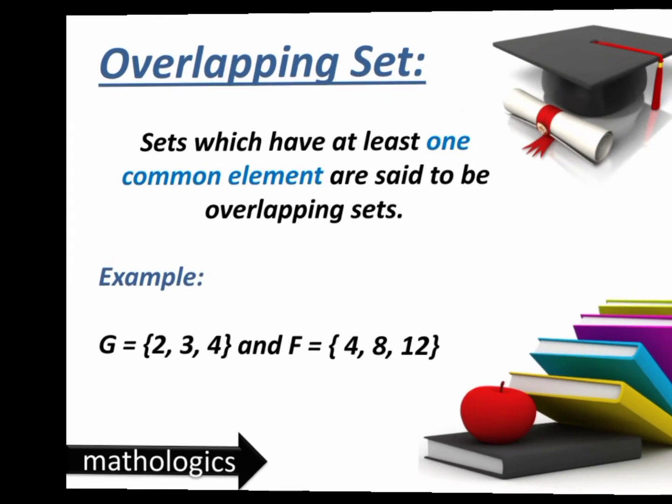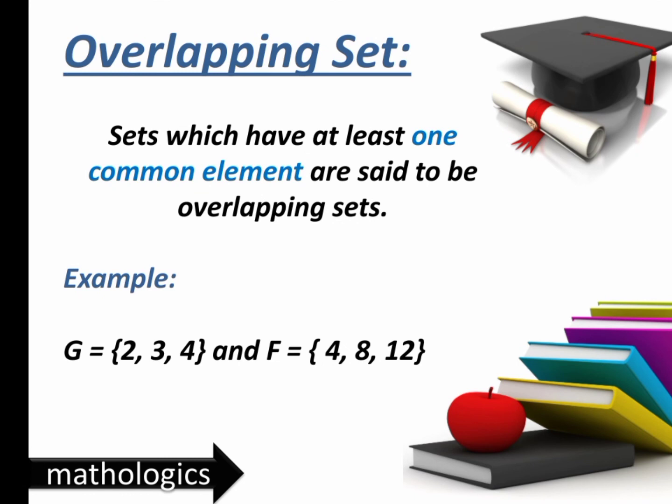The last one is overlapping sets. Sets which have at least one common element are said to be overlapping sets. This is also a relation between two or more sets which says at least one element must be the same in two or more sets, then we call them overlapping sets.